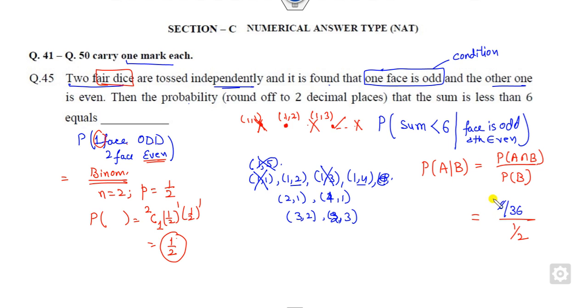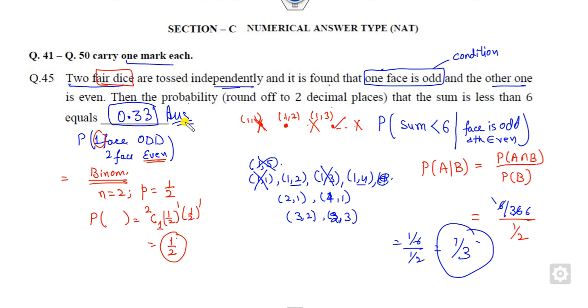So 6 by 36 is 1 by 6, divided by 1 by 2. So the right answer is 1 by 3. You have to write it to two decimal places. 0.33 is the right answer. That's a simple conditional probability problem.